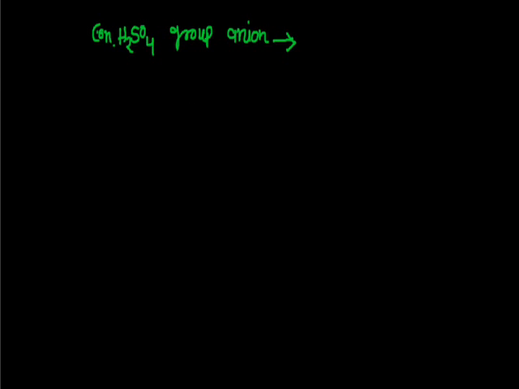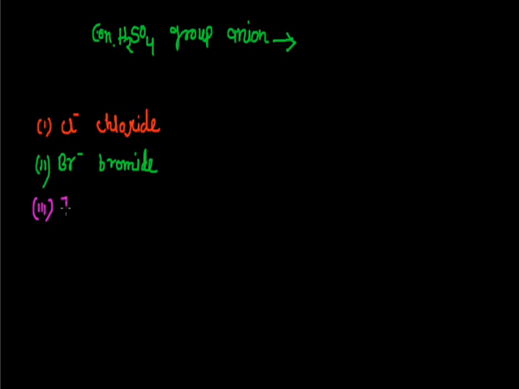Now in this group we are placing the anions: the first one is Cl negative, that is called chloride. Second is bromide, that is Br negative. Third one is I negative, means iodide. And fourth is nitrate, that is NO3 negative. So these four anions are placed in the group of concentrated H2SO4. Now we will discuss them one by one.